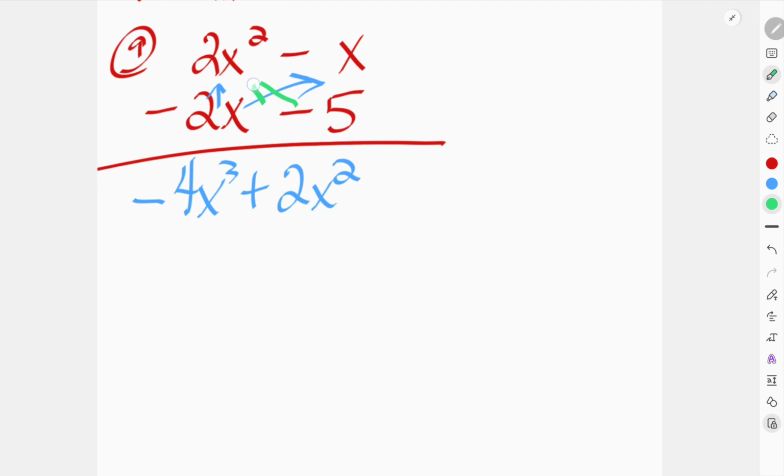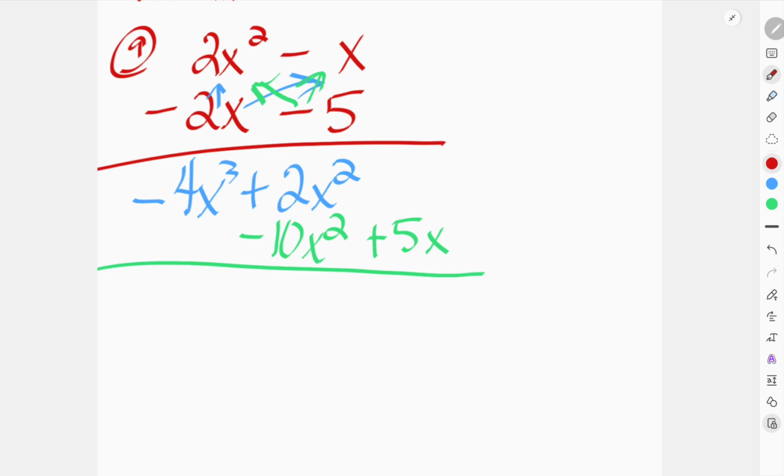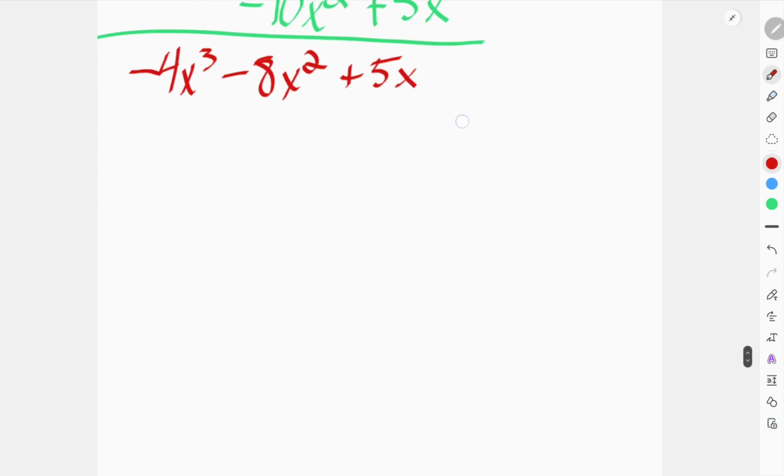All right, so I'm going to do the same thing with my other term. I got negative 5 times 2, which is negative 10, and then bring my x squared, and negative 5 times negative x, which is going to give me positive 5x. Okay, and then I'm going to combine like terms. I have negative 4x to the third, 2 minus 10. Remember, I just subtract them and apply the sign of the bigger. So negative 8x squared, and then bring down that positive 5x. All right, you should be able to do the rest of those on your own. We're going to move on.